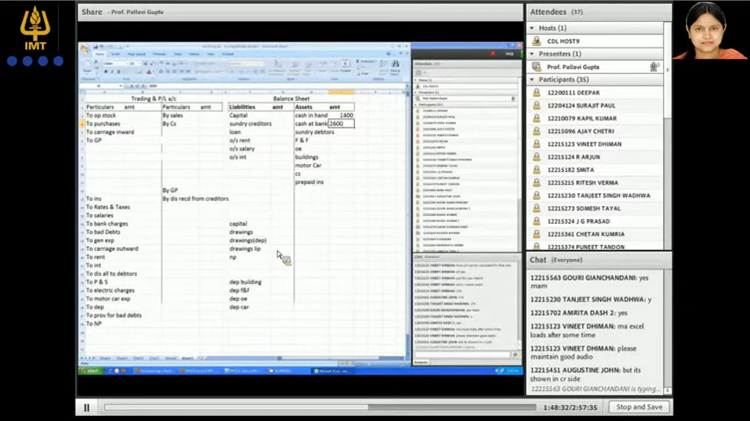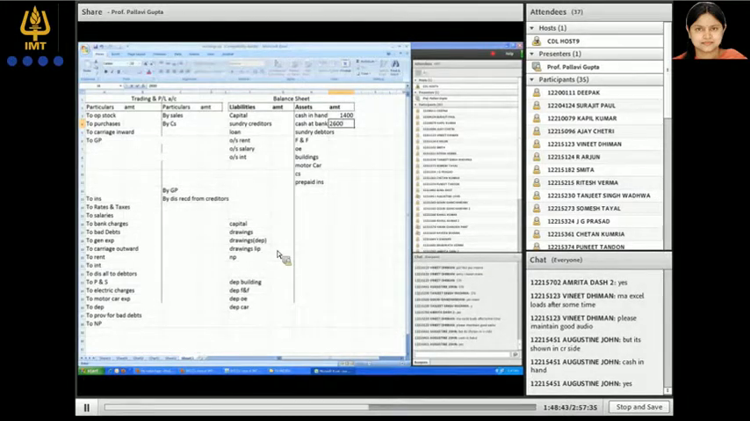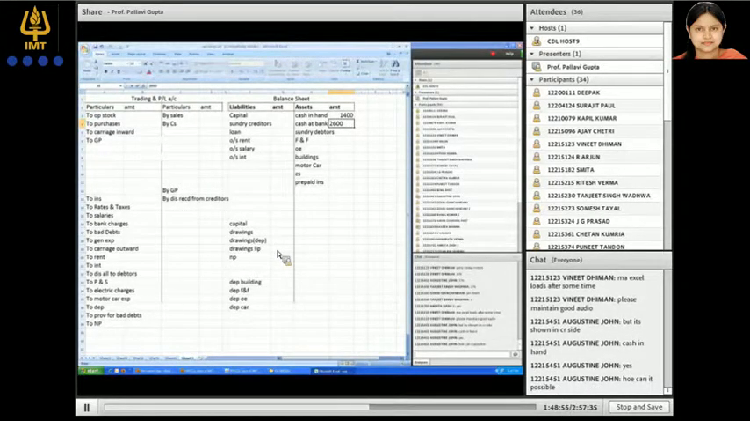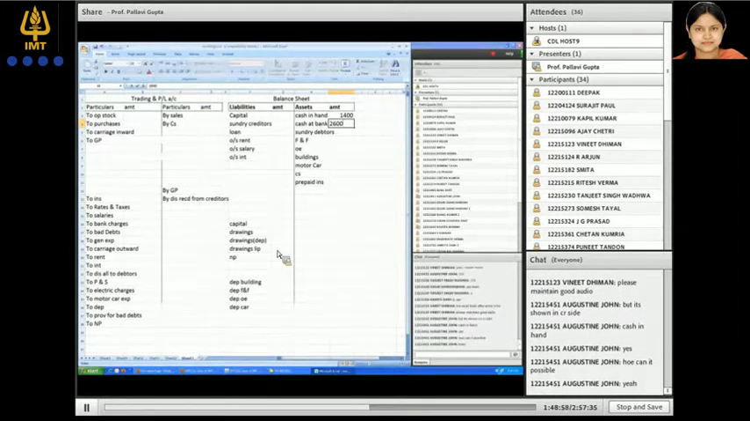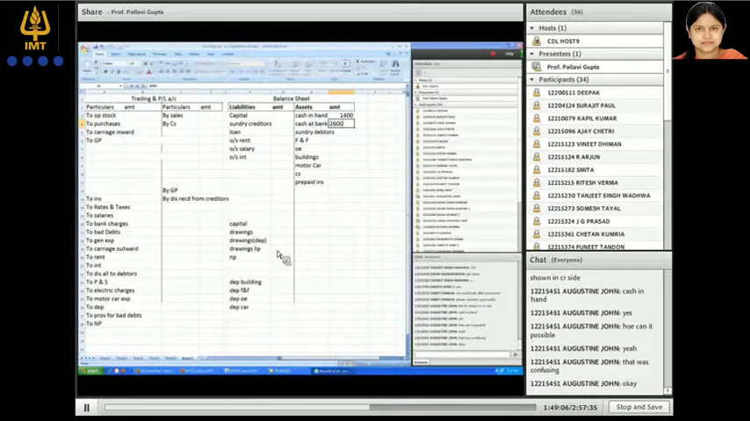What is shown in the credit side? Cash in hand is shown in the credit side in your book? Move it to the debit side. That's a printing mistake actually. If cash in hand is shown in the credit side, move it to the debit side. That's a printing mistake. Cash at bank 2600.